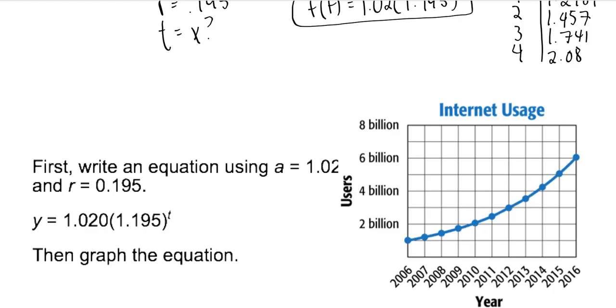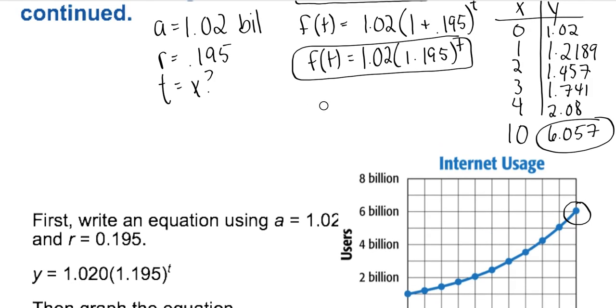If I'm looking for a specific number at a point in time, so let's say I want to know how many I have after 2016, I would just go to that data point in my table. And if I didn't have it in my table like that, I would just put a 10 in there, and then I would do it in my calculator, and I get 6.057. So I'd have 6.057 billion users, or 6,057,000,000 users. But that's how we do that in a real world scenario. The big thing here is just to get that correct equation and then start plugging stuff in.